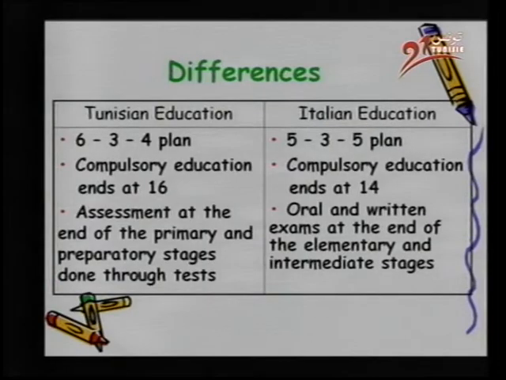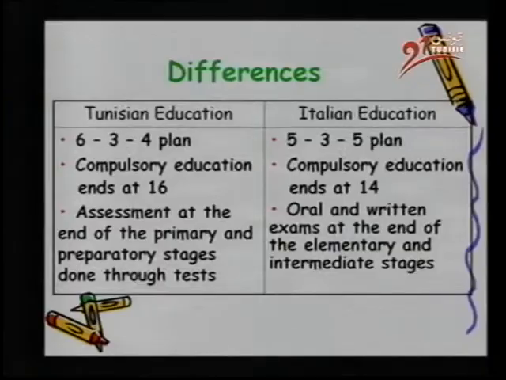Well, it's true that in both countries there is compulsory education, but let's look at the age range concerning compulsory education. Compulsory education in Tunisia ends at the age of 16. Of course, it starts at the age of 6. It ends at the age of 16. But in Italy, although it starts at the same age, it ends at the age of 14.